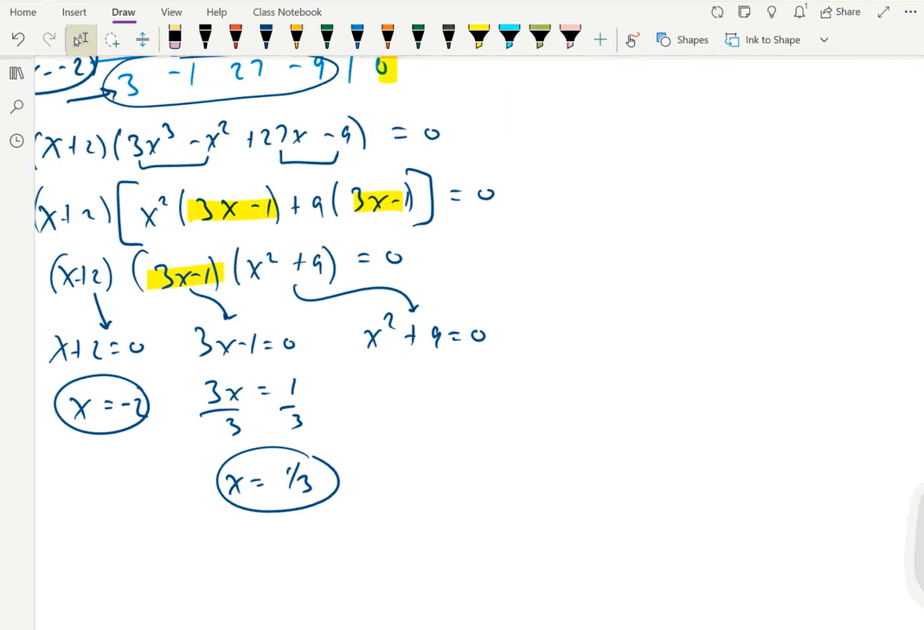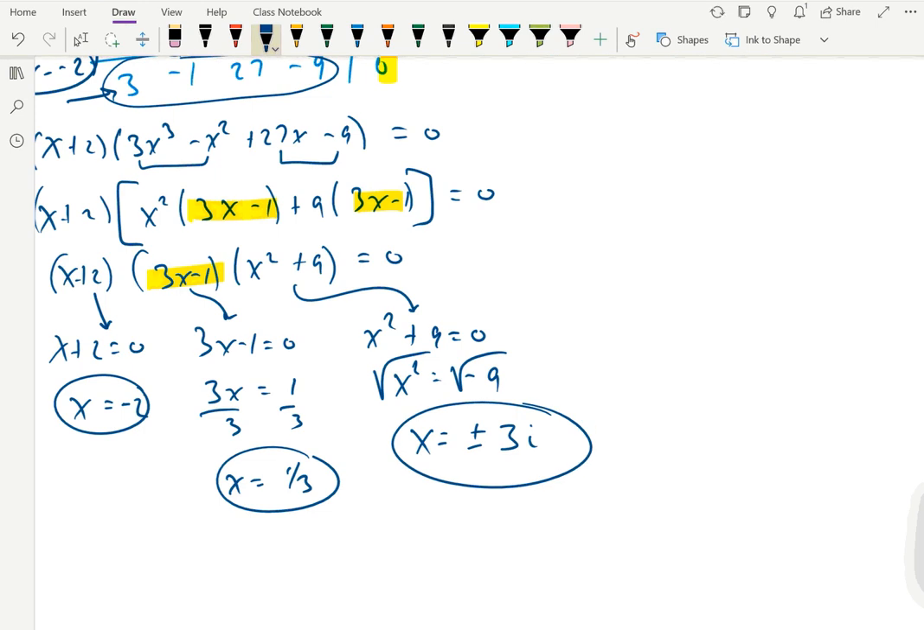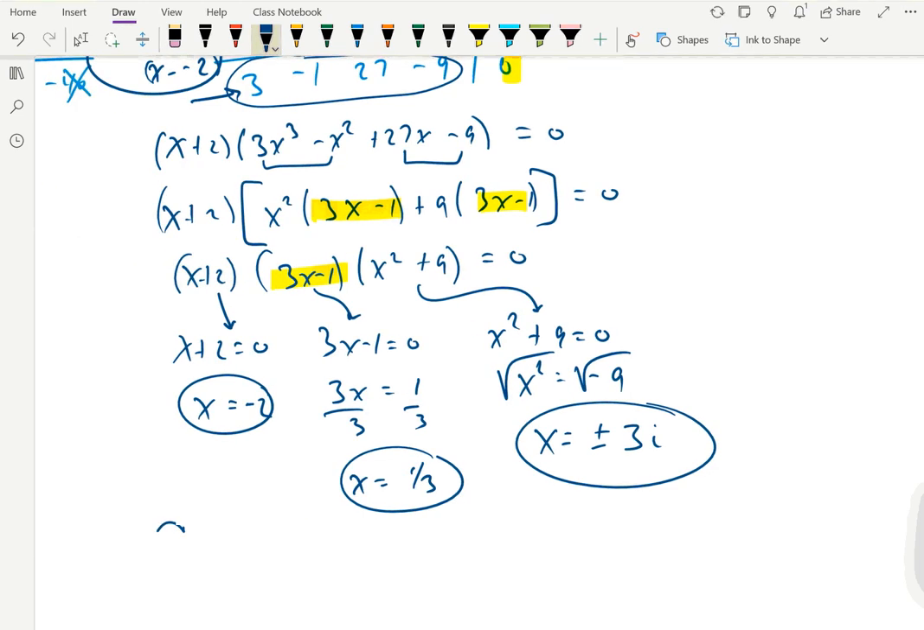Now let's finish out this last one, x squared plus 9. So I can say x squared equals negative 9. If we take our square roots on both sides, I end up with x equals plus or minus the square root of a negative. The square root of 9 is 3, and the square root of the negative is i, so x equals plus or minus 3i. So now I end up with my imaginary, or complex, solutions. So overall, what we were asked to do is find the complex zeros.